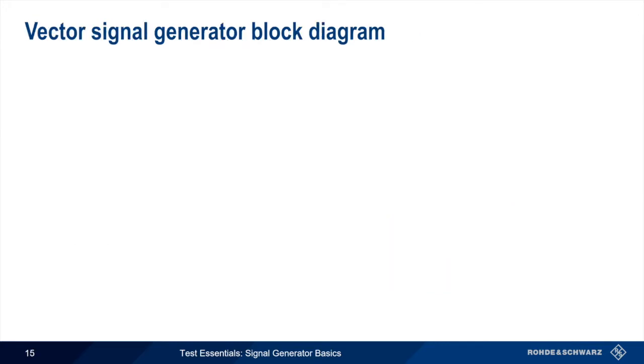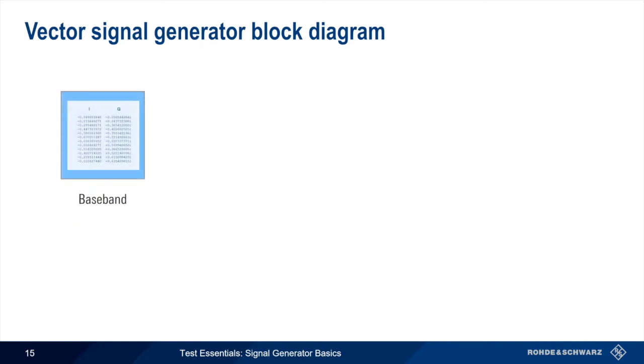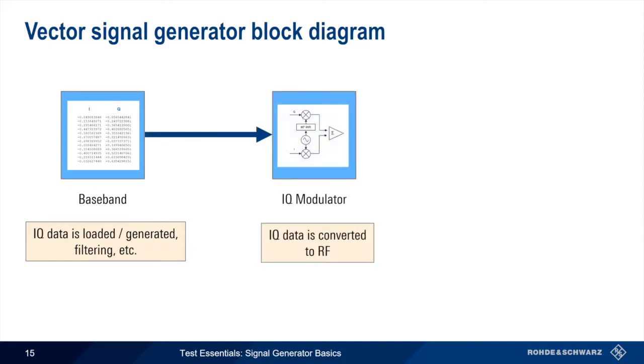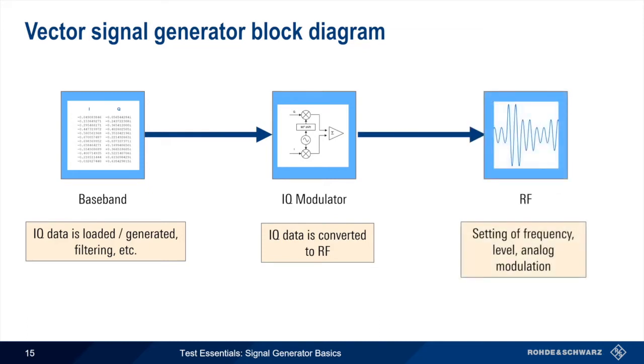It might be helpful to walk through a block diagram of a basic vector signal generator. As we just discussed, the baseband is where the IQ data is loaded or generated and filtered if needed. The IQ modulator is used to upconvert these baseband signals to RF. The RF block is where we set things such as frequency, level, etc. Note that in most cases we can also use our vector signal generator as an analog signal generator by configuring analog modulation such as AM, FM, etc. in the RF block. We'll look at each of these blocks in more detail in just a moment.